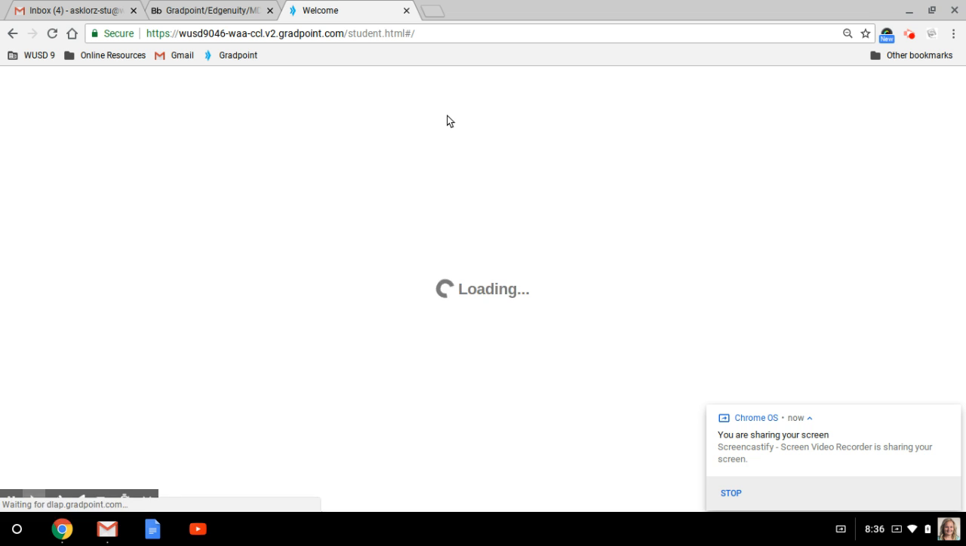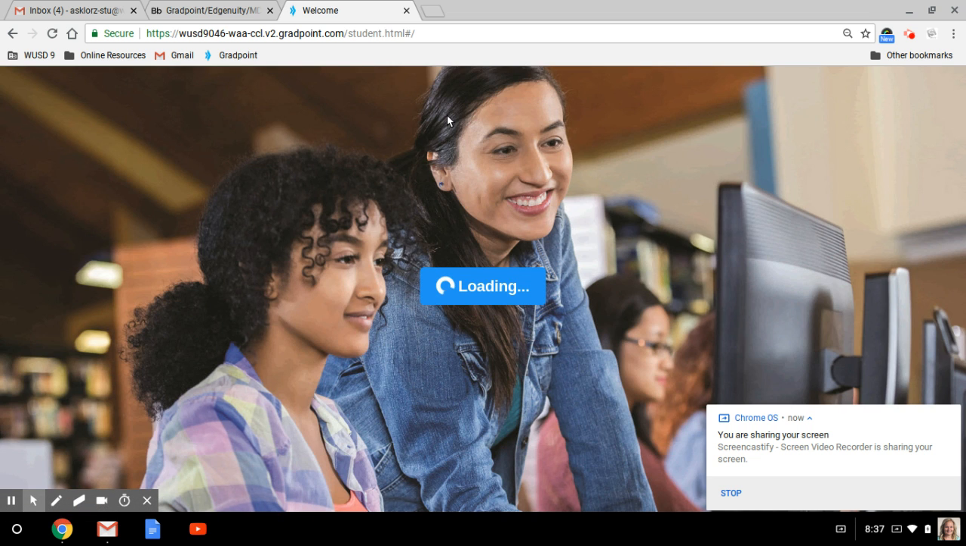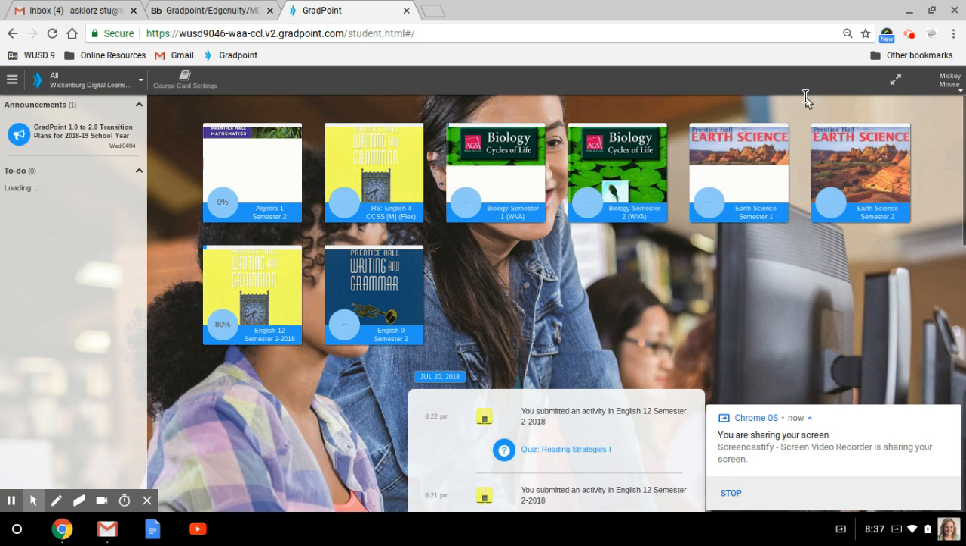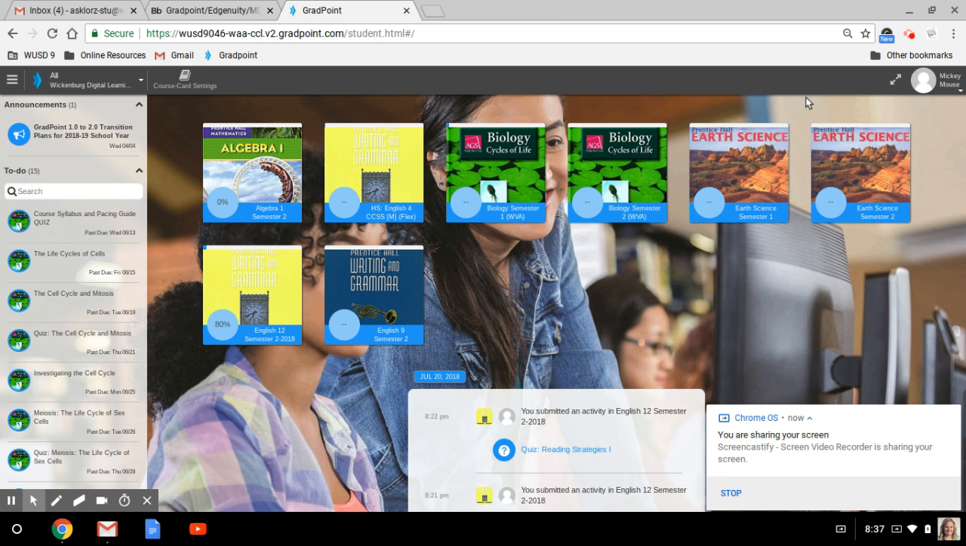So I'm just going to talk you through some of the features of Gradpoint to help you learn how to navigate through the website and get the most out of your courses. All courses that you are enrolled in will show up here on your home screen. You will see the title, and there are duplicates here, but one is semester one and one is semester two. So you have to pay attention.